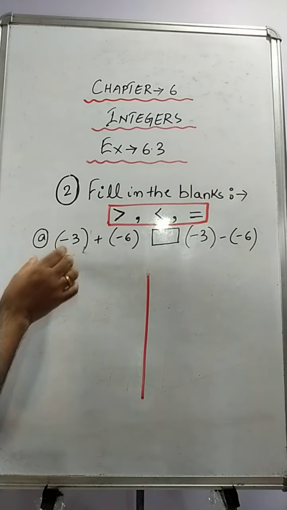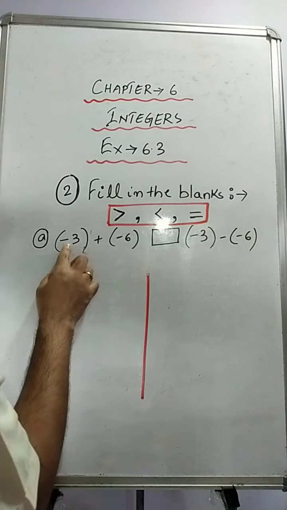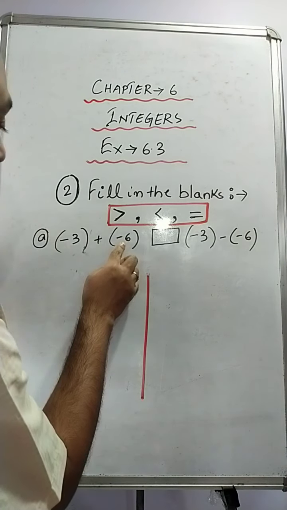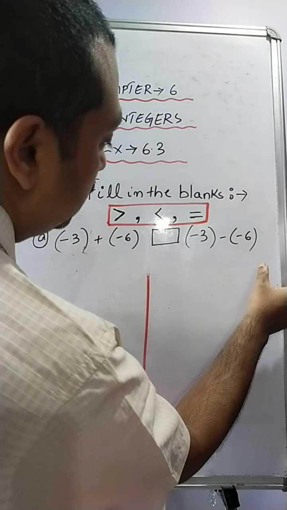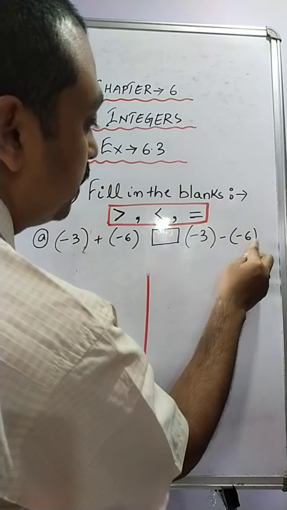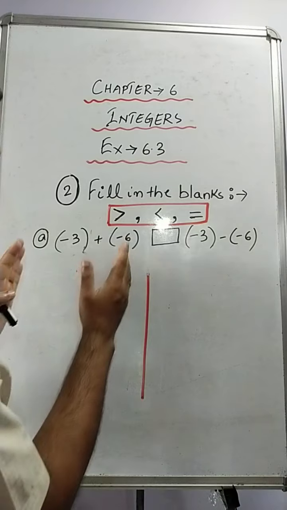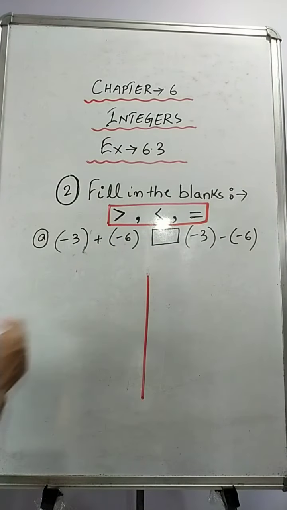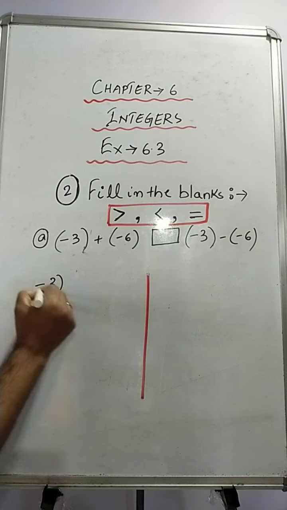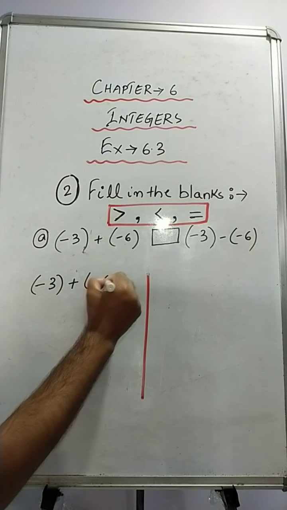Okay. Now in question number A, we have minus 6 plus inside the bracket minus 6, that is on the left hand side of the box, and what is there on the right hand side of the box? It is minus 3 minus, inside the bracket, minus 6. Now we have to solve both the parts individually. Fine, so let us do this part first, that is minus 3 plus minus 6.